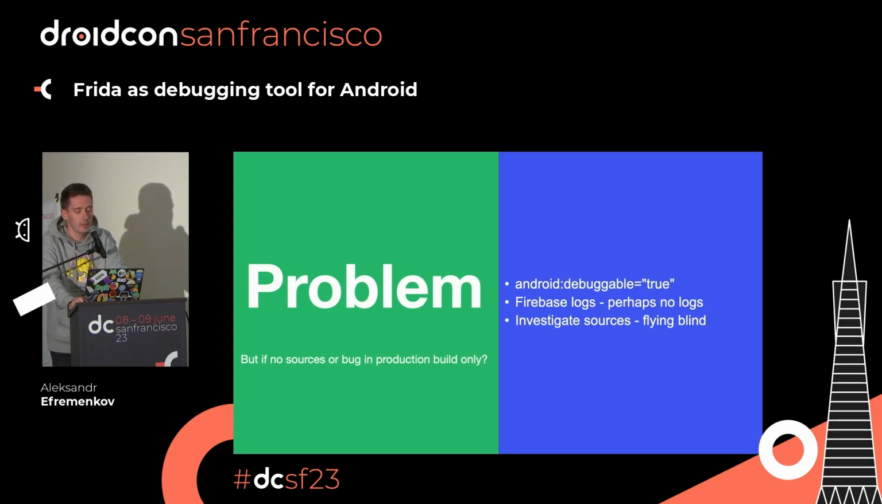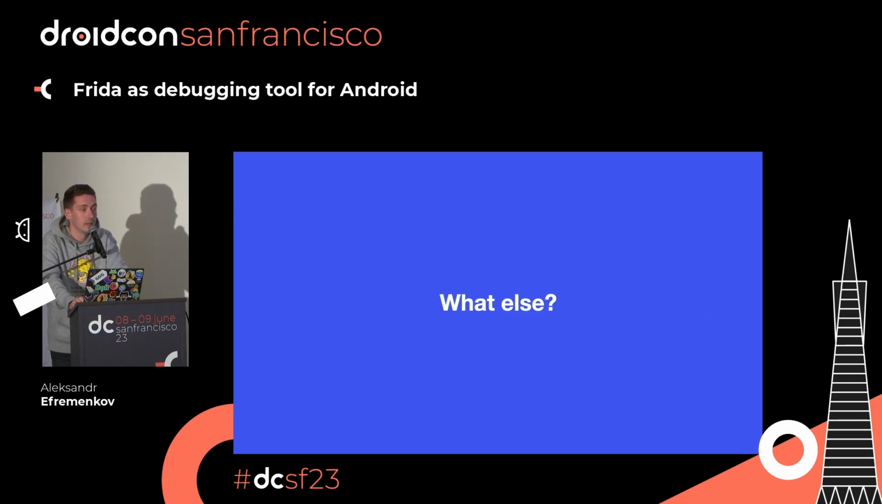And the last one, investigating sources. Sometimes it's flying blind. You don't even know where this bug came from, because maybe you have a huge file with your code, like spaghetti. But what else could we do and apply for your app? There is another way, with Frida.